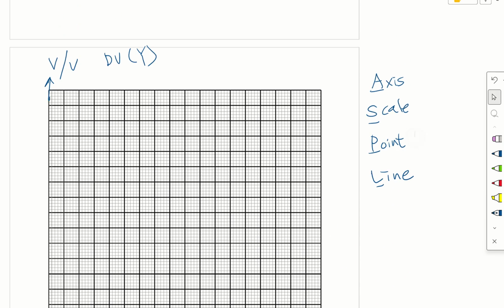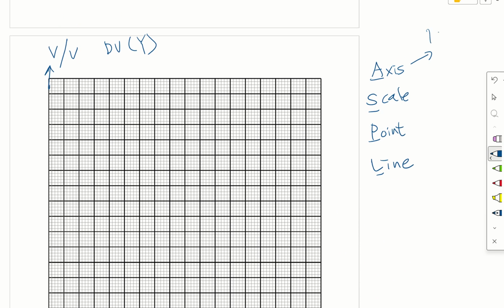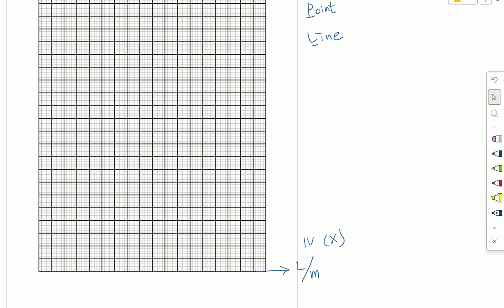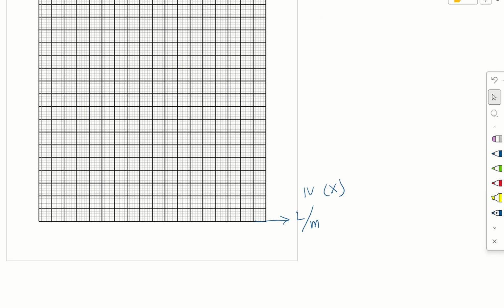You need to label the axis with physics quantity / unit, like what we have shown over here. If you have labeled them correctly, make sure that you do your y-axis correctly and your x-axis correctly, you get your 1 mark easy.